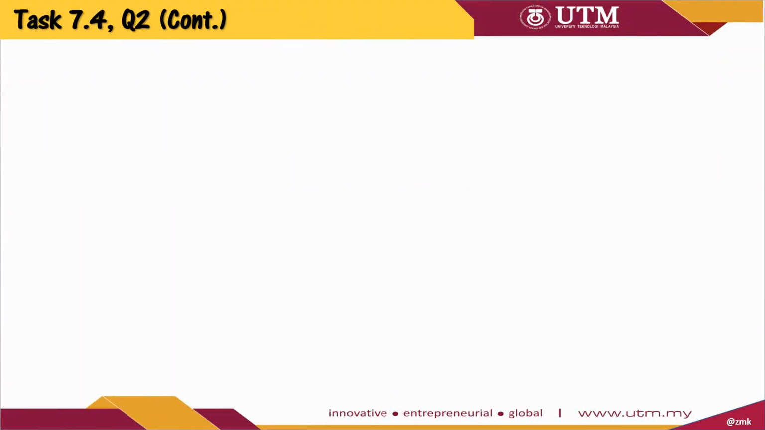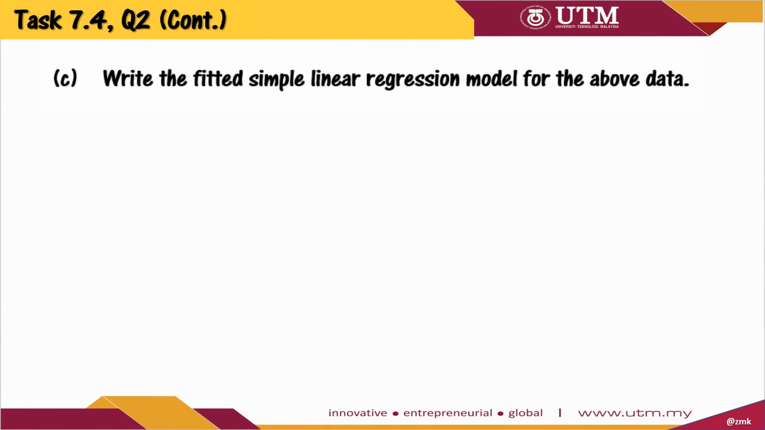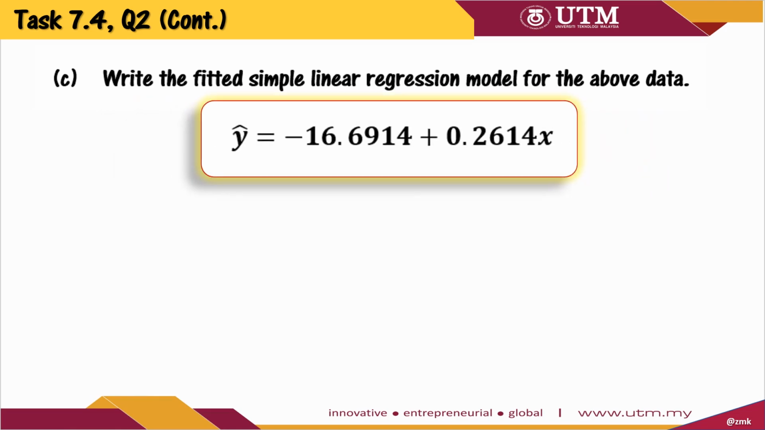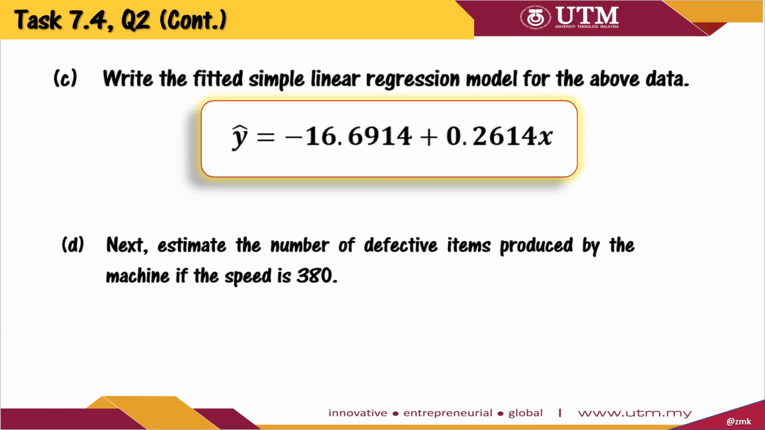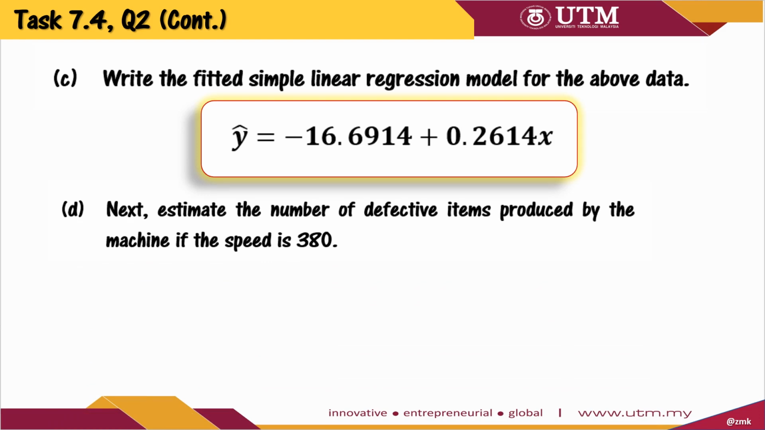For the question in part C from task 7.4 question 2, since the estimated values of alpha and beta have already been calculated or obtained directly from the calculator, you can simply write down the fitted simple linear regression model or equation as follows, which is obviously a straight line with an intercept of negative 16.6914 and the slope of 0.2614.